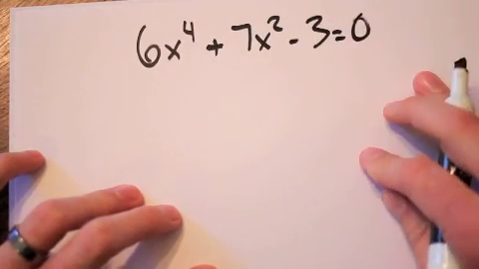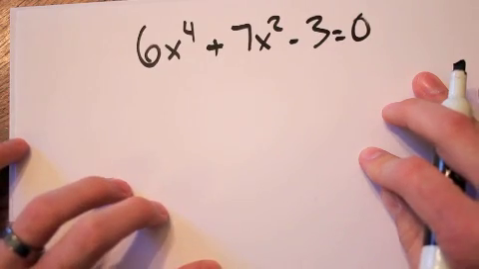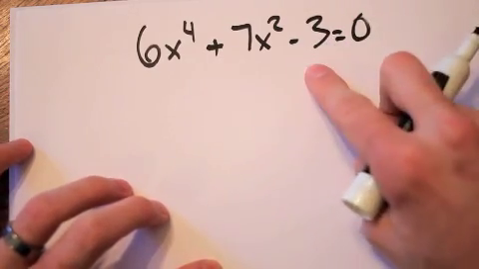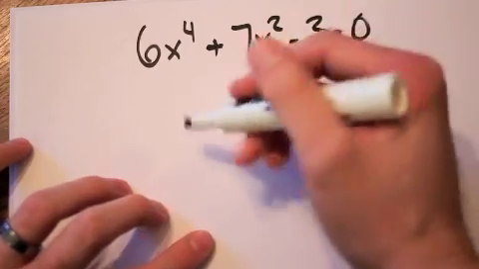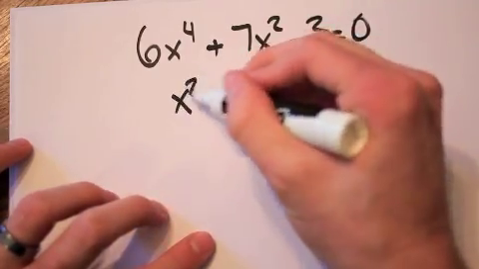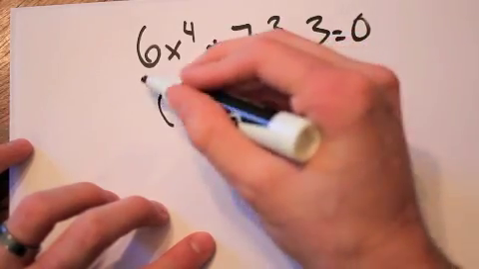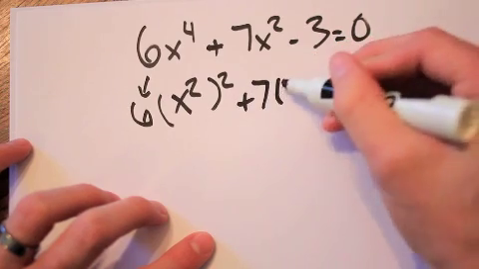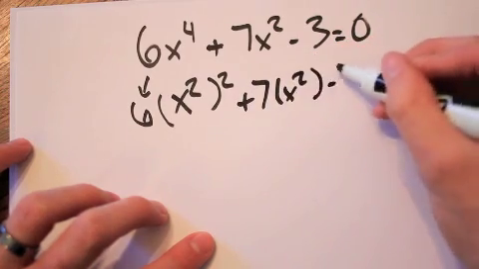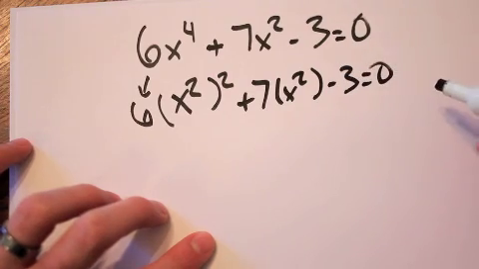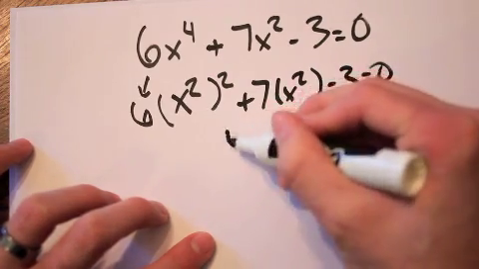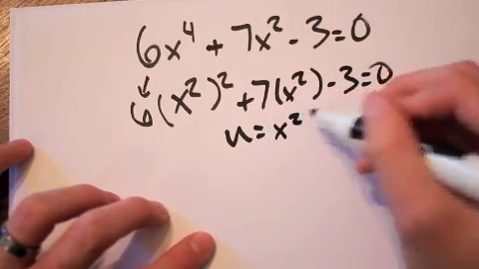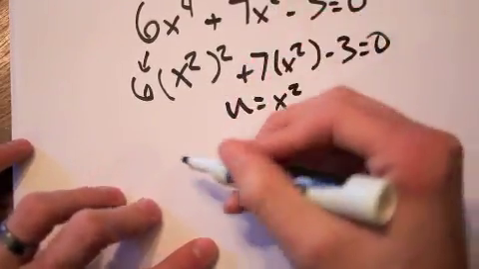Here we have a coefficient in front of the x to the fourth. But again, you should immediately be thinking factoring by substitution. So again, x squared, squared. Bring down your 6x squared, plus 7 times x squared, minus 3 equals 0. Make u equal to x squared and substitute it in.